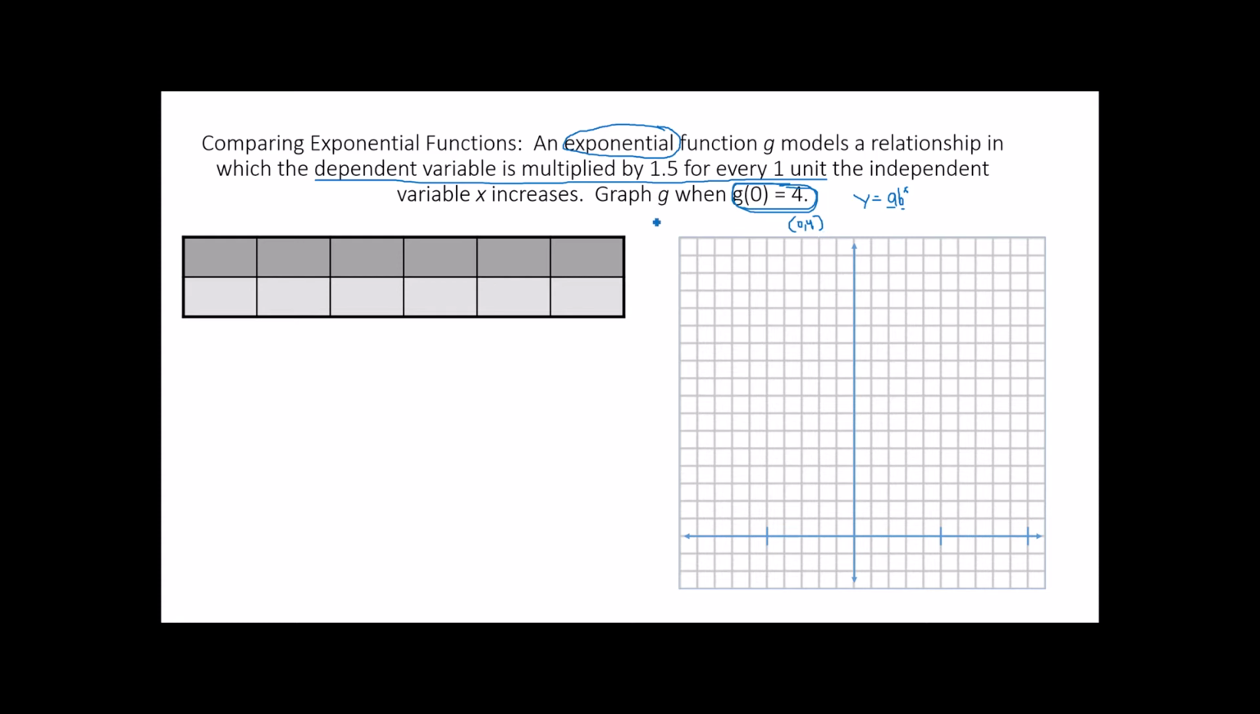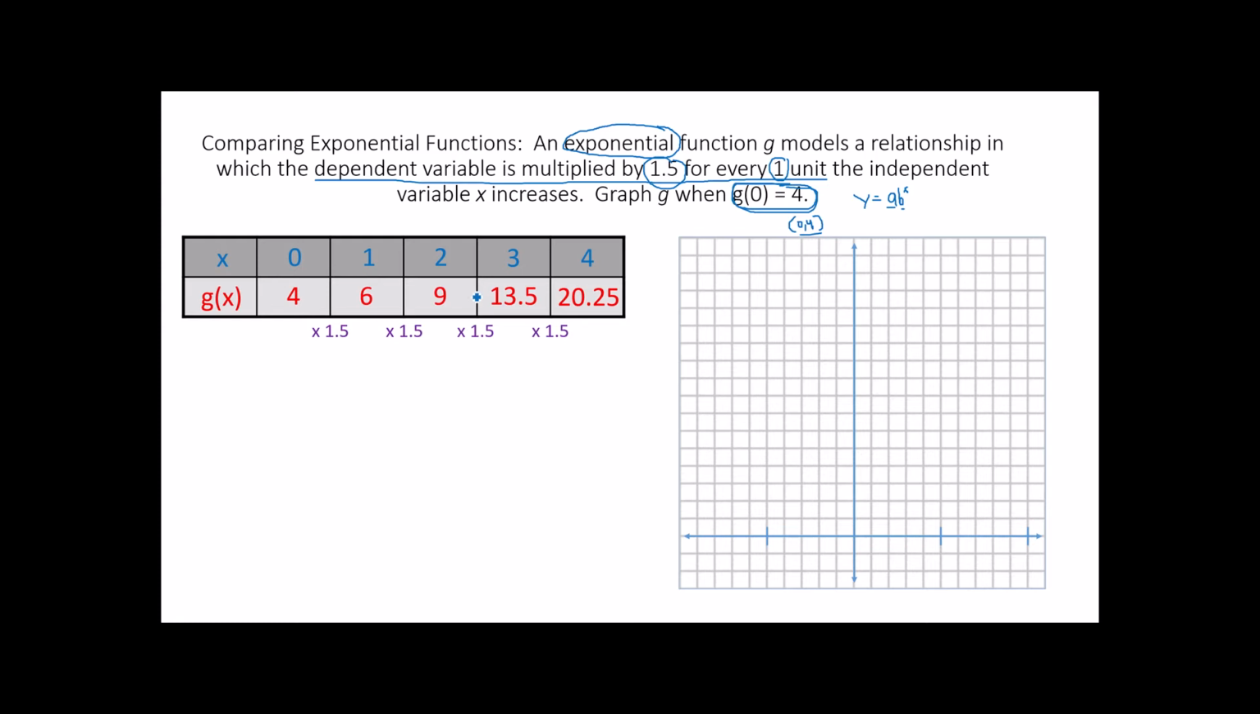Here's what we can do then. We can go through, we can say, all right, well, here's x, and here's g of x, and we can make a table, 0, 1, 2, 3, 4, and we can plug those values in based on the description that was given to us. We're told that 0 matches to 4, and then we're told that 4 gets multiplied by 1.5 every time x goes up 1. So if I go from 0 to 1, I take that 4 times 1.5 and I get a 6, times 1.5 I get a 9, times 1.5 I get a 13.5, and times 1.5 I get a 20.25.